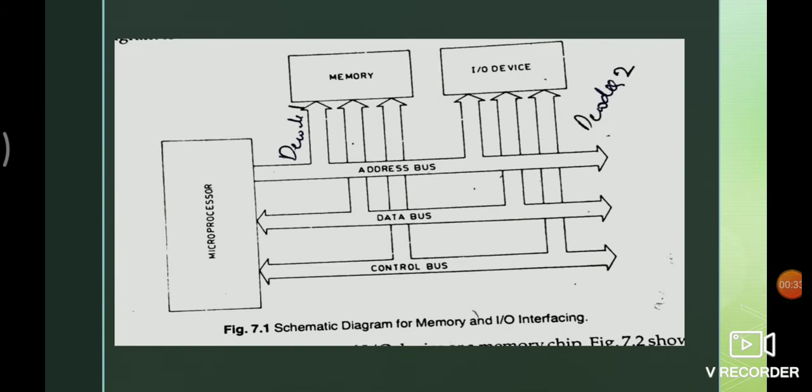Now this is a schematic diagram for the memory and input output interfacing. Here an address decoding circuit is employed to select the required input-output device or the memory chip. If IO/M bar is high, then decoder 2 is activated. And if IO/M bar is low, then decoder 1 is activated and selects the required memory chip.